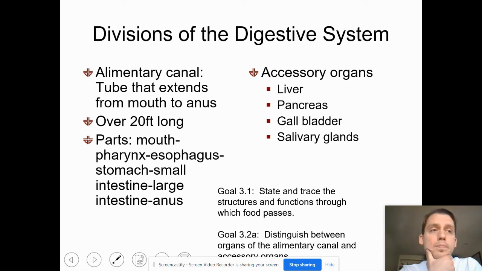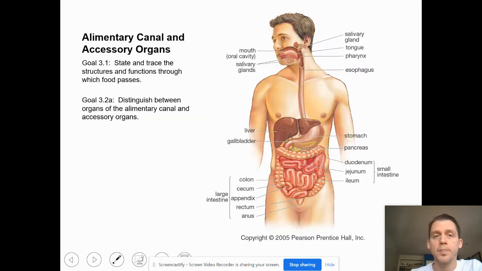So for example, food will not move through your liver. Your liver is solid. Your liver is not a tube. But the liver will make something that gets secreted into your intestines. Your intestines are a tube that food does go through.